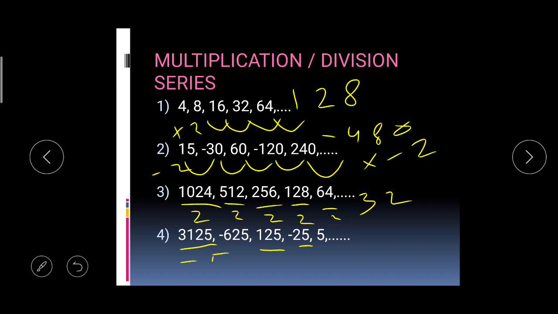So each term is getting divided by how much? Minus 5, right? So again, if you divide by minus 5, again you'll get 5, and again if you divide 5 by minus 5, you'll get what? Minus 1. So our answer is minus 1 for this series, right? In series we basically have to identify the next term. So in order to do that, we have to crack the pattern and tell the next term.